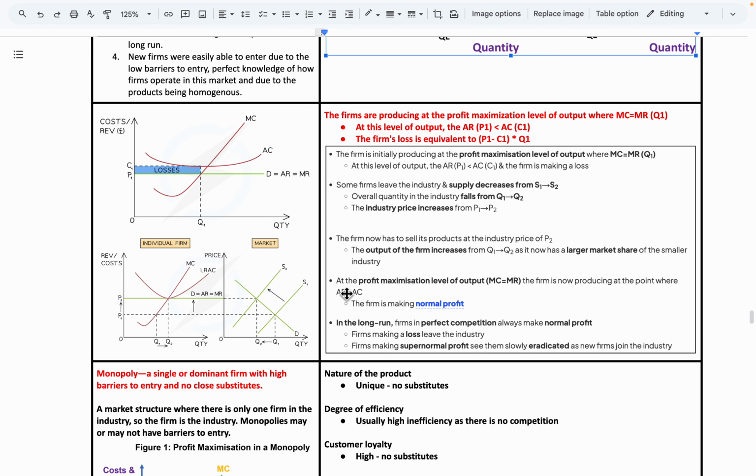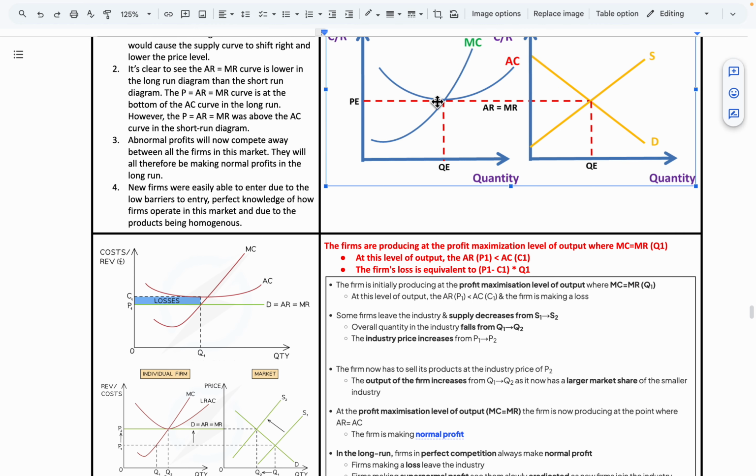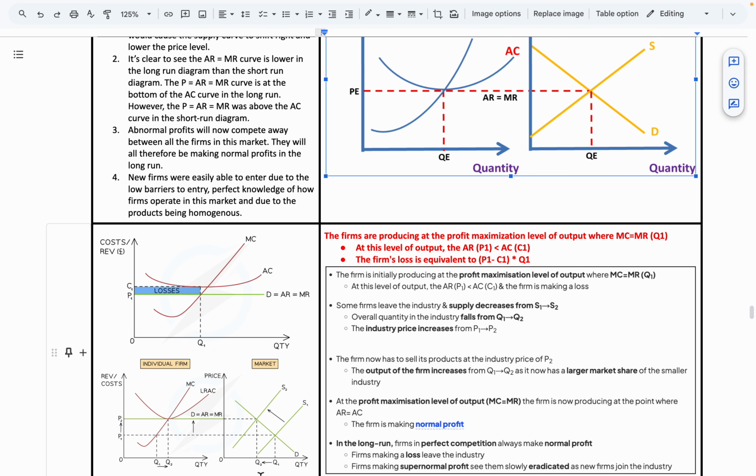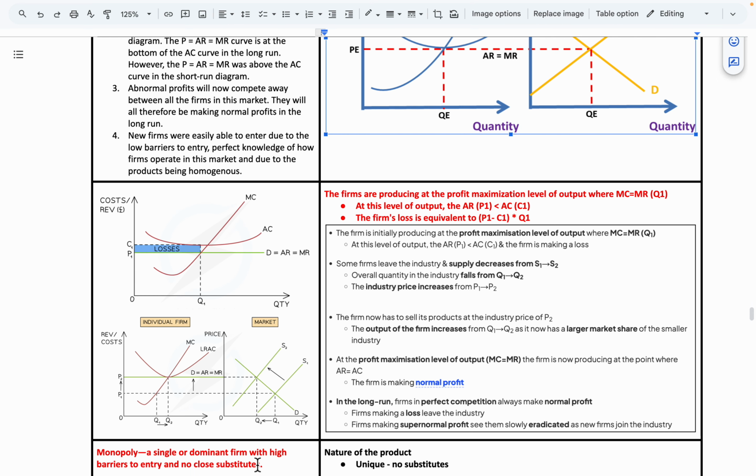And now let's talk about losses. So losses is when AC, the average cost curve, is above this line like this, and that means you can draw a little box here, which indicates the loss. As you can see, they produce more. The price is more than P1, so that's a loss.